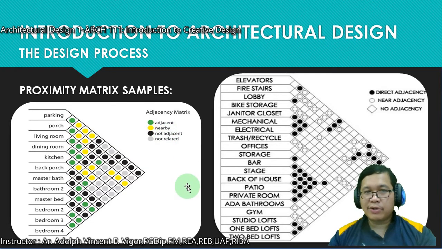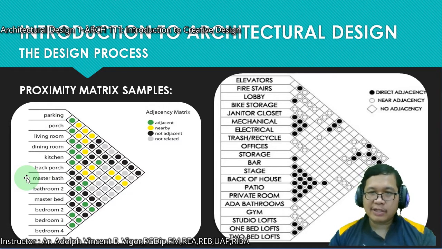Okay? Then there are also areas which are not related. For example, the master bath and the parking are not related. Okay? But this is just an example, class. Before you arrive at a proximity matrix which will be relevant to your project, you must really study the needs of the clients, study their behavioral patterns and what they really want to achieve with their proposed project.